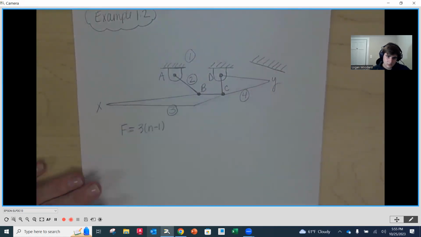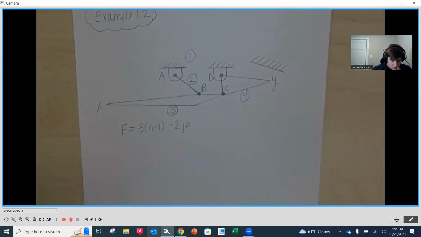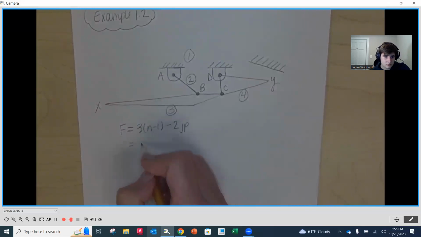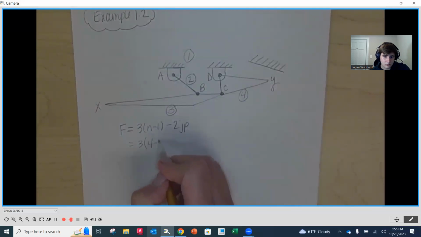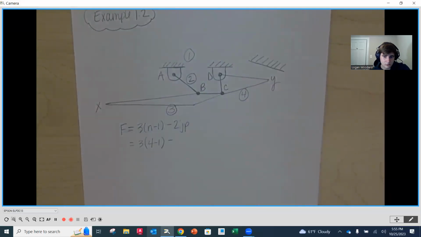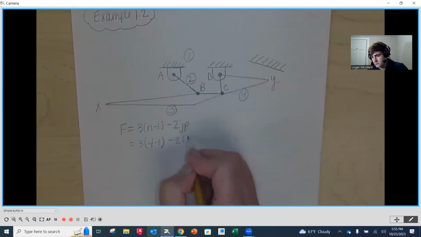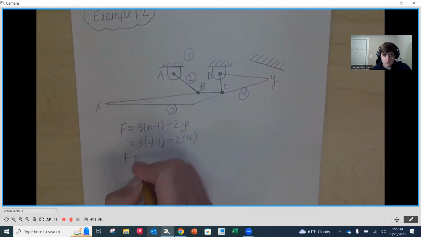So our equation is going to be F = 3 times (n minus 1) minus 2 times jp. And I'm going to leave off that last term, where we're not going to worry about higher order joints. So here again, how many links do we have? So this is going to be 3 times (1, 2, 3, 4 minus 1) minus 2 times how many joints? How many letters do we have? 1, 2, 3, 4. So when we have a 4-bar mechanism, most often we're going to have a mobility or degree of freedom of just 1. So we're going to have our F equal to 1 again. Okay.